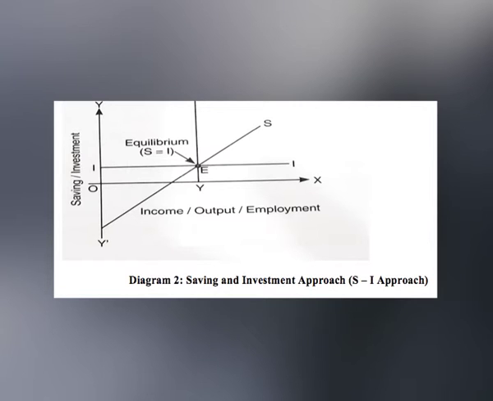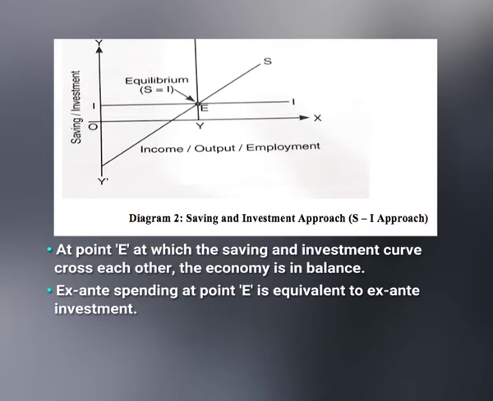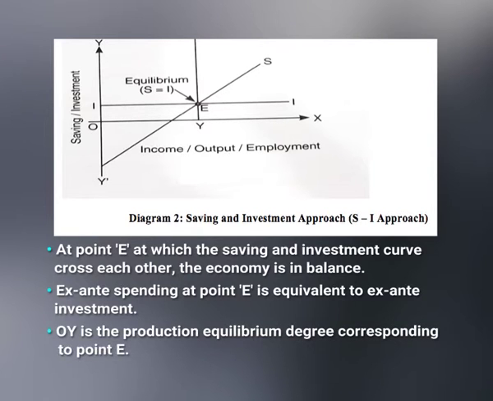Due to the autonomous nature of investment, the investment curve I is parallel to the x axis in the given diagram. The saving curve S slopes upwards, which shows that saving increases as income increases. At point E, at which the saving and investment curves cross each other, the economy is in balance. Ex ante saving at point E is equal to ex ante investment. OY is the equilibrium output level corresponding to point E.